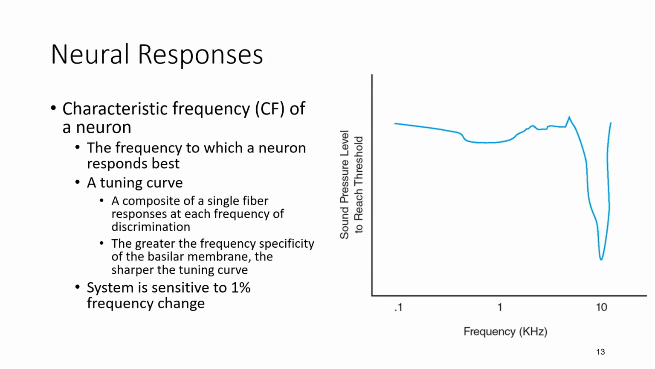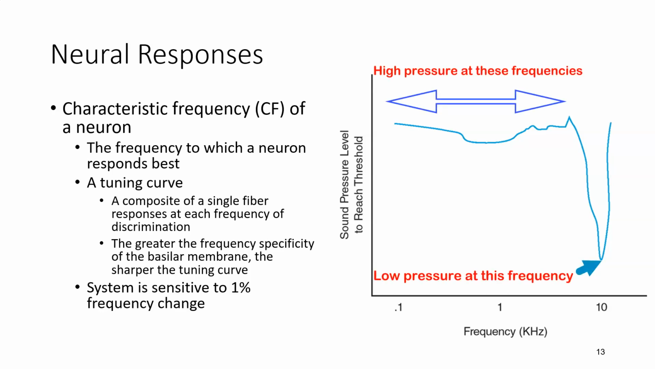Neurons generally have a characteristic frequency, a particular frequency of sound that it responds to best, and this is represented by what's called a tuning curve, as you can see in this image. It gives you an idea of how much sound pressure is required for the neuron to fire at different frequencies of sound.